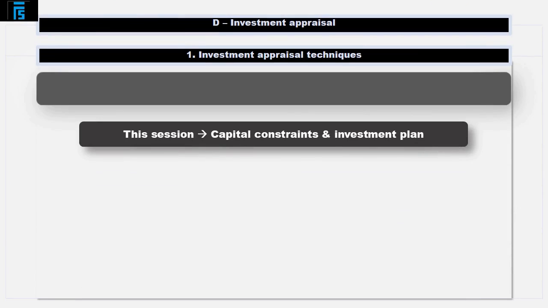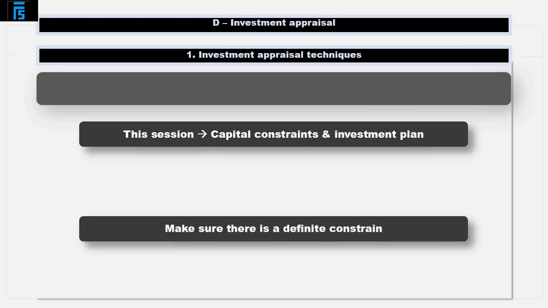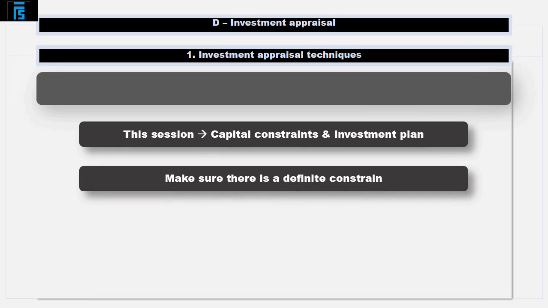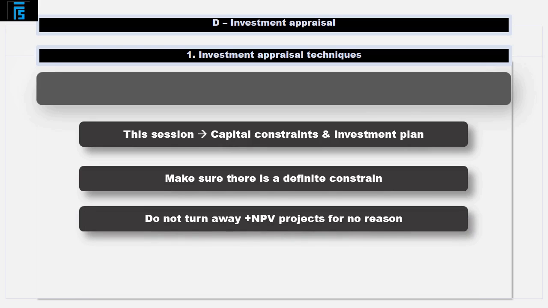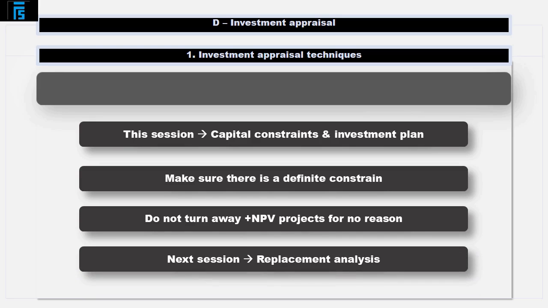We've considered here the impact of having capital constraints and how a company can decide what to invest in to maximum effect. The company should make sure that it is definitely constrained as far as the amount of capital available is concerned before turning away positive NPV projects. It could consider, for example, delaying a project, leasing the assets, or trying to raise more finance. In our next video, we'll consider replacement analysis.